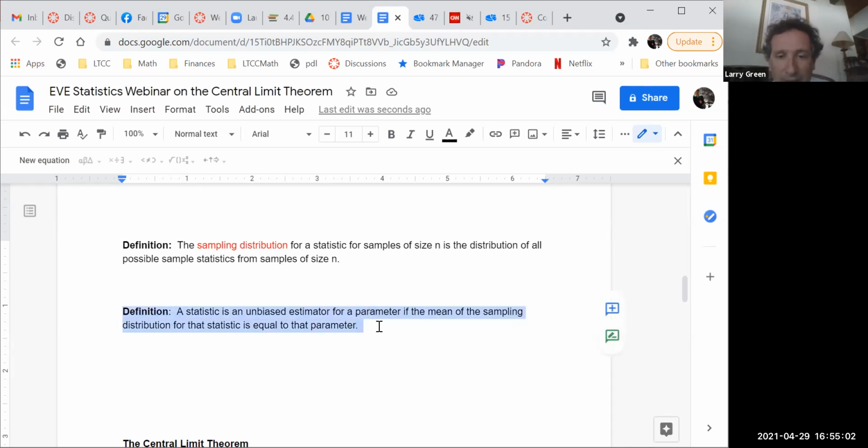Okay, and now comes a nice important definition. It's not that hard, that's the good news. A statistic is an unbiased estimator for a parameter if the mean of the sampling distribution for that statistic is equal to that parameter. Okay, so it's kind of fancy wording, so let me explain it.